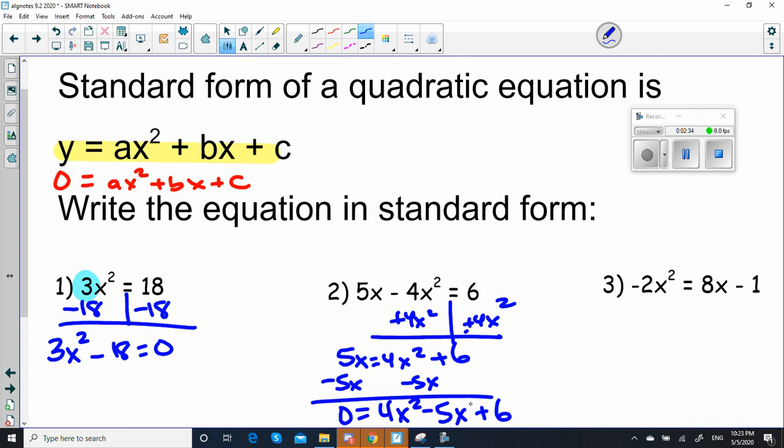And that's in standard form because, remember, I have to put it in order of exponents. So x to the second is first, x to the first is next, and the constant is last. All right, and this one. So notice this is a -2x squared. So I'm going to move it to the other side by doing the opposite operation, which is plus. So 0 equals 2x squared plus 8x minus 1 is my answer.